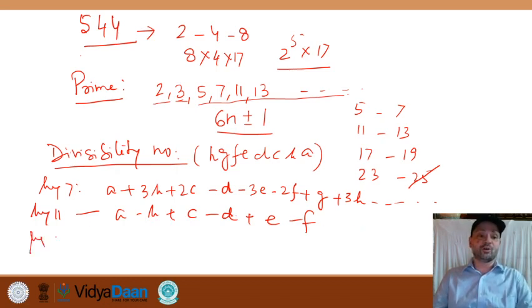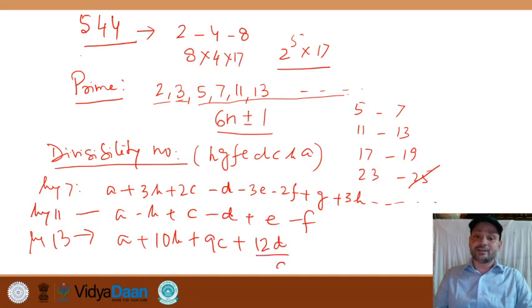Suppose we go for 13. What you do is a is fine. Then if you go to b, you have 10 as the remainder, so 10b. Then you go to c, 100 is the one and 9 is the remainder, so 9c. Then you go to next, it will be 12d, but 12d is written as minus d, and similarly 9c will be written as minus 4c, and 10b may be written as minus 3b.